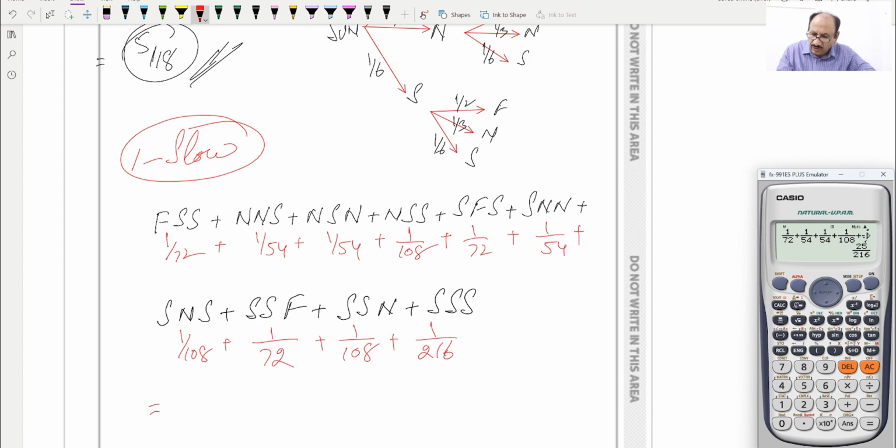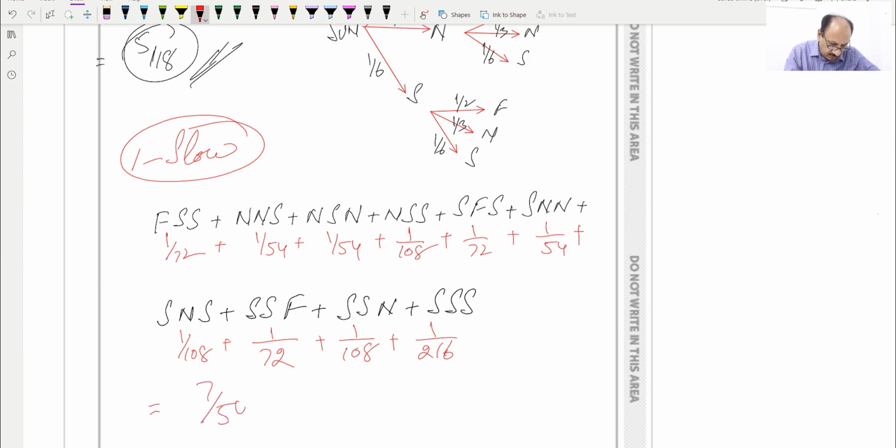This will be 25 over 116 plus we will take 1 over 108 and the last one is plus 1 over 216, and this is resulting to 7 over 54. So 7 over 54, this will be slow. This is for slow. We have taken the probabilities.